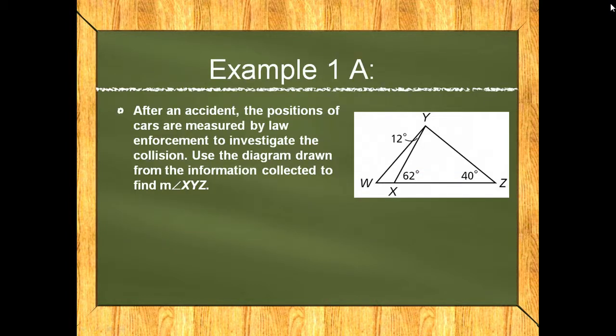Let's look at an example. After an accident, the positions of cars are measured by law enforcement to investigate the collision. Let's use this diagram drawn from the information collected to find the measure of angle XYZ. XYZ will be this top part minus the 12 degrees.